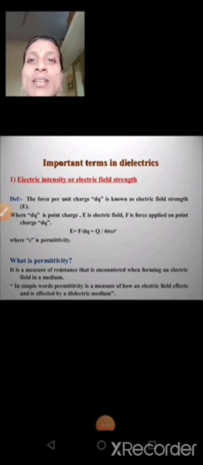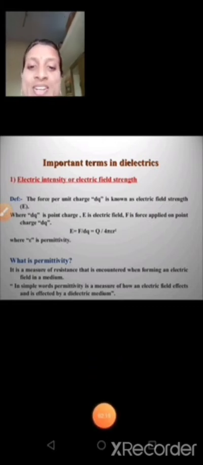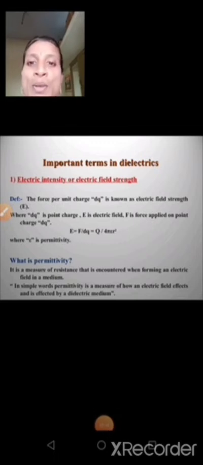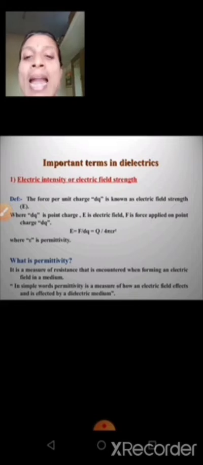Next, what are the important properties which we learn in dielectric materials? That is electric intensity. We call it electric field strength also. Here the force per unit charge is represented as electric intensity or electric field strength. Here dq is the point charge. We learn in this lesson the charge as a point charge, E is the applied electric field, and F is the force acting on the charge. So we know the most famous formula, F is equal to EQ. So E is equal to F by Q, and if we consider the material, according to Coulomb's law, we represent it as Q by 4 pi epsilon r square.